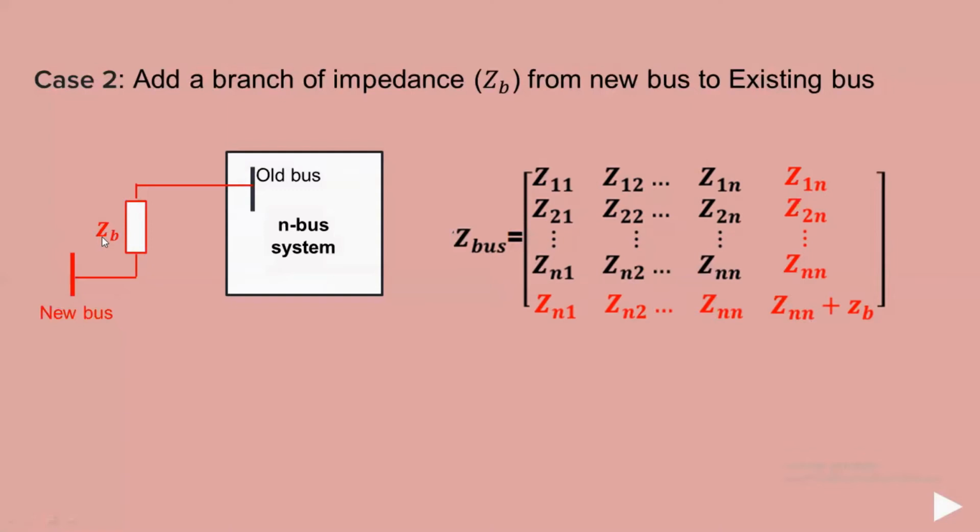Now let's check the order of the matrix. The order of the matrix is n plus 1 cross n plus 1. The total number of buses is n plus 1. So this one is the original matrix for this case.